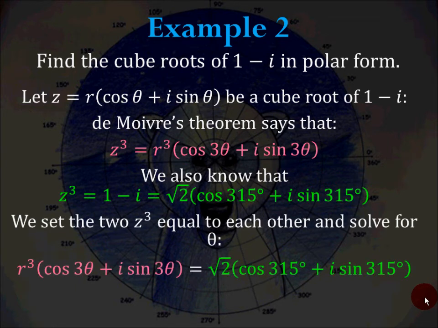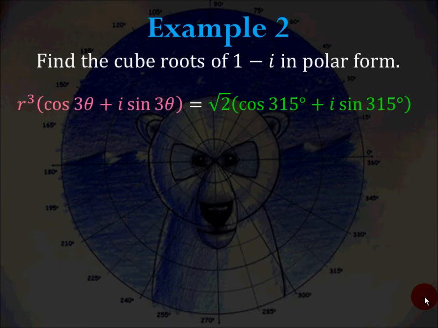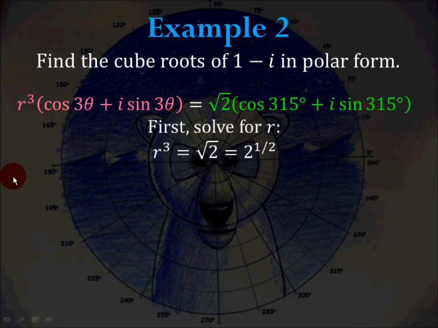So, and we can solve for r as well. r cubed times cosine 3 theta plus i sine 3 theta is equal to radical 2 times cosine 315 plus i sine 315. So now we're first going to solve for r. We know that these two have to match. So r cubed equals radical 2.